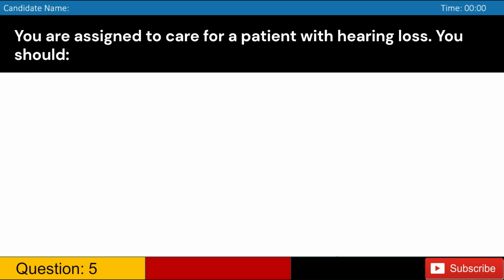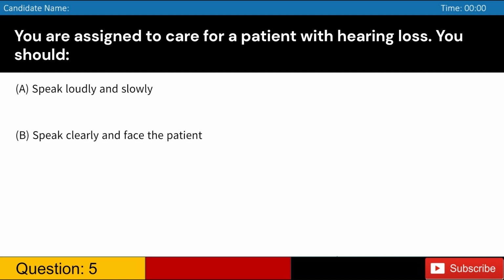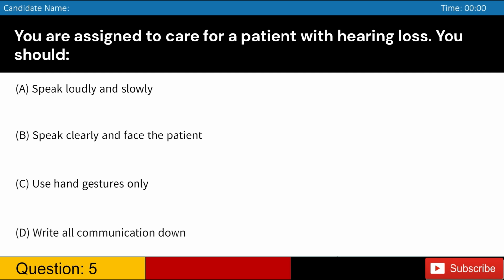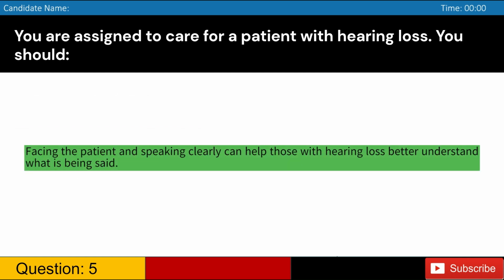You are assigned to care for a patient with hearing loss. You should: A. Speak loudly and slowly. B. Speak clearly and face the patient. C. Use hand gestures only. D. Write all communication down. Answer, B. Facing the patient and speaking clearly can help those with hearing loss better understand what is being said.